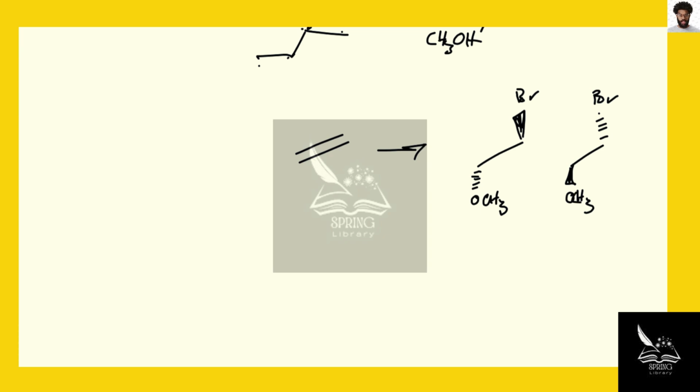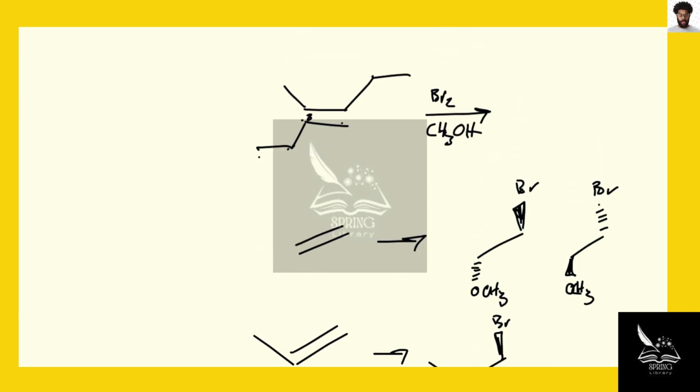There is one note of preference, and that is that if one side of the double bond is more substituted than the other, we end up with the bromine on the less substituted side and the methoxide on the more substituted side. So in the case of our molecule here, since carbon 3 is more substituted than carbon 4, right, we should expect that bromine will be on carbon 4. This is where our bromine is going to go, and our methoxide is going to go on carbon 3.